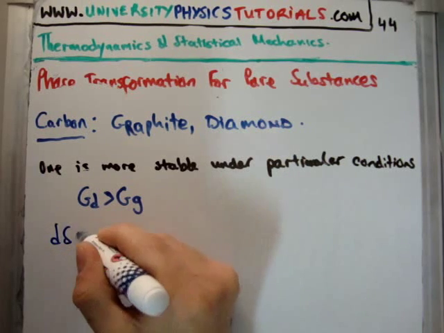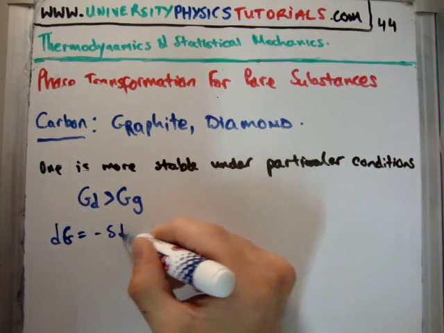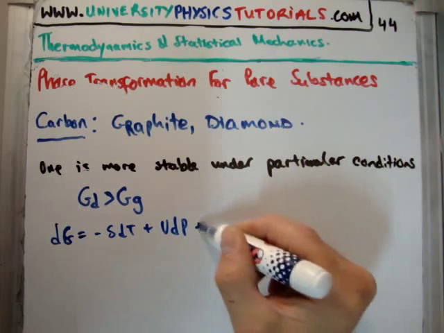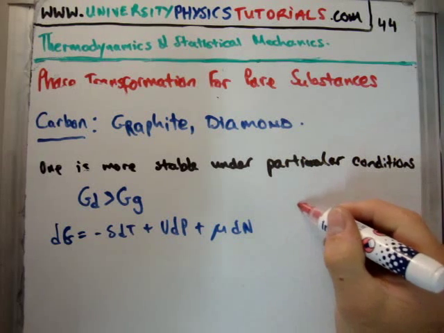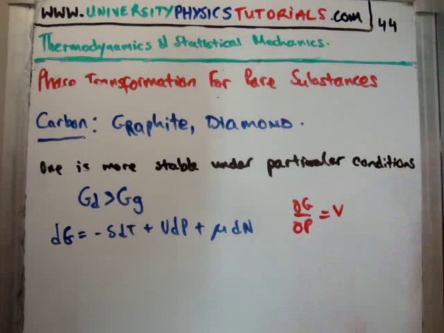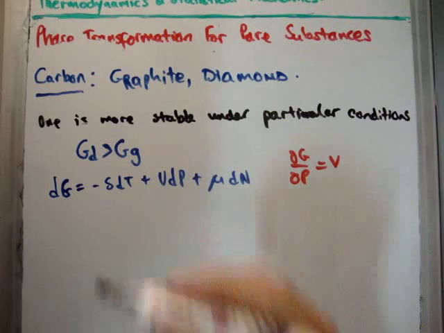So if we look then at the thermodynamic identity for the Gibbs free energy, we know that dG is minus S dT plus V dP plus mu dN. So if you look here, we see that dG/dP is equal to V. That's something I've used in the past when I was getting the chemical potential for an ideal gas. So now we know how the Gibbs free energy changes with pressure. Whichever of our two, graphite or diamond, has the largest volume will have the larger Gibbs free energy at high pressures. And if it's got a larger Gibbs free energy, then it is going to be less stable.